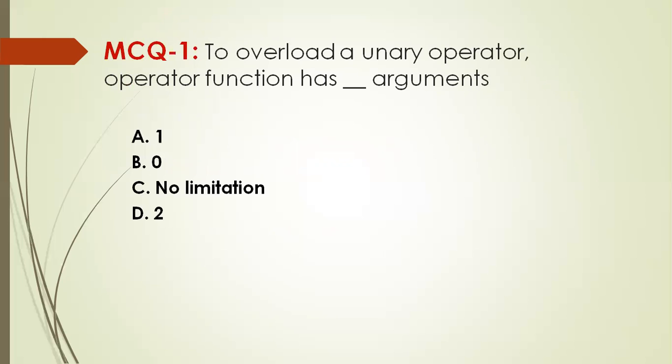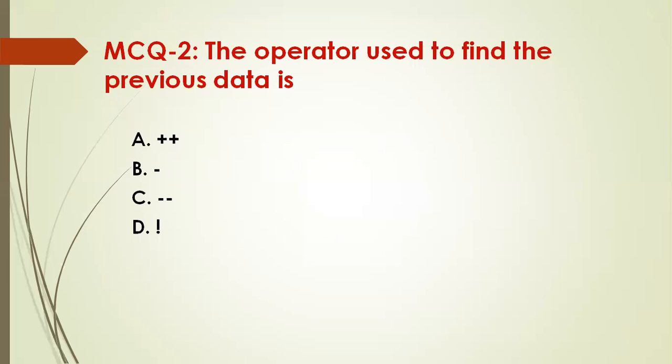So some simple multiple choice questions on unary operator overloading. To overload a unary operator, the function has dash arguments. So no argument. So the correct answer is B, 0. The operator used to find the previous date is --. The correct answer is C.